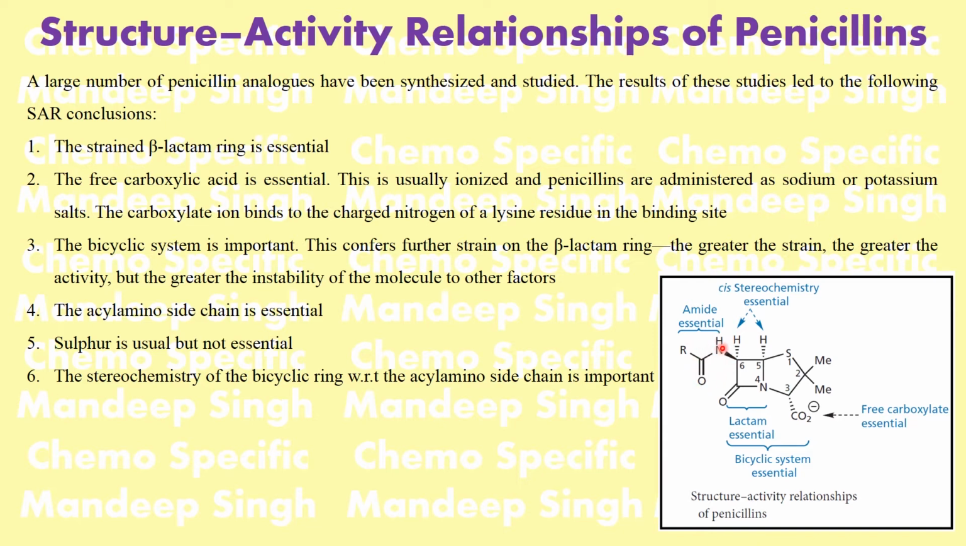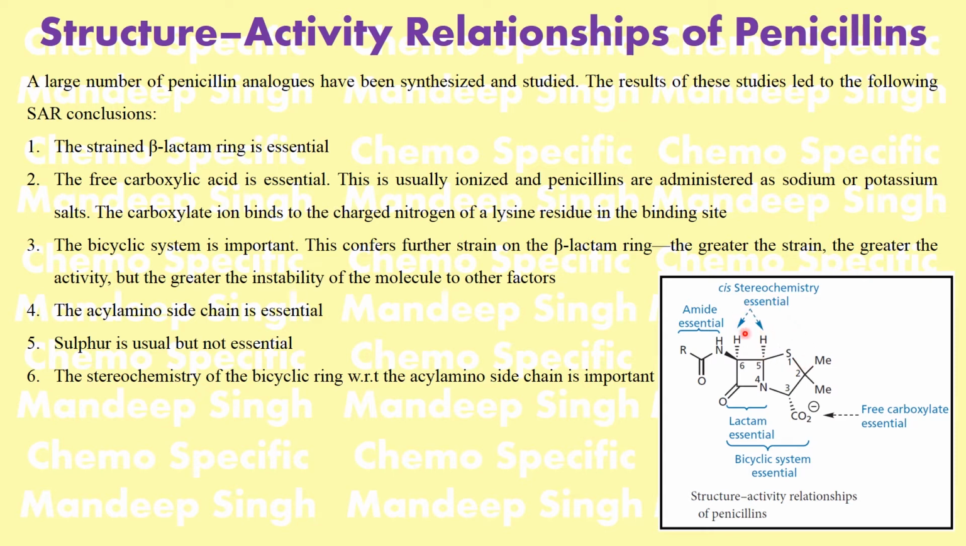You cannot have an ester here, you cannot have a nitrogen, you cannot have an R here. It has to be an amide, which is very, very important for its activity. Usually what you will find next is the sulfur, which is usual but not essential. So you can have other heteroatoms, but since sulfur is mostly present, that is fine.